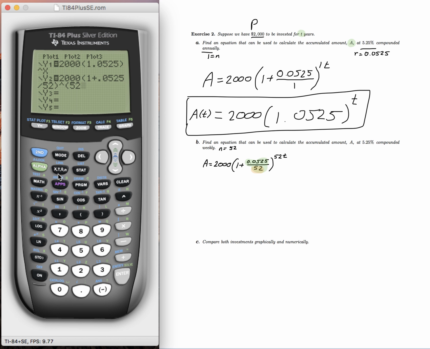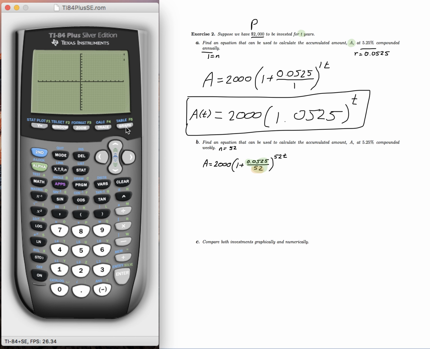Now, if I hit graph, and I have a standard window, you know, negative 10 to 10, negative 10 to 10 in both directions, I'm going to see very little. My function isn't going to do very much.